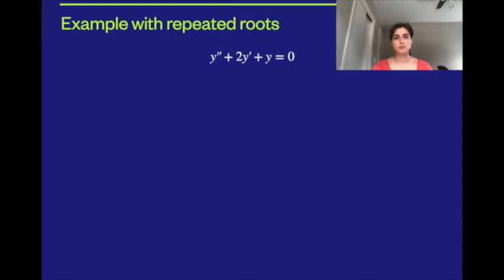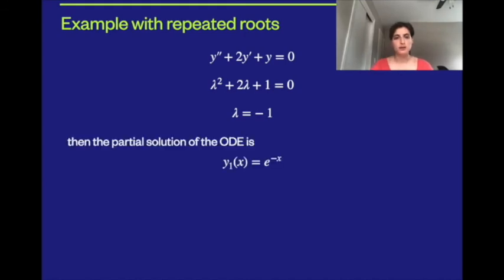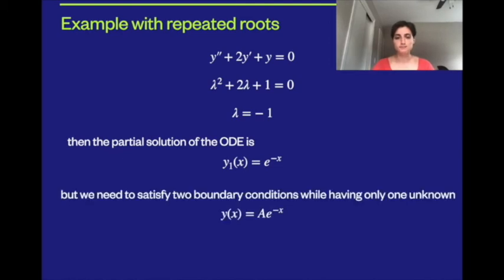Let's look at a new example, an example with repeated roots. It's another example of a second order linear homogeneous equation. We construct the characteristic polynomial, and this characteristic polynomial has only one root, minus 1. It's just repeated twice algebraically. So if we follow what we have been doing before, we say that there is only one partial solution, e to the minus x, but we still need to satisfy two boundary conditions while having only one unknown, so this is a bit sketchy.